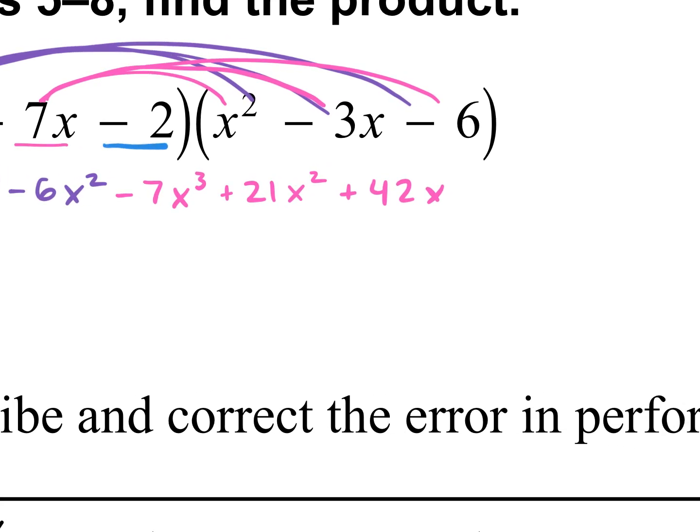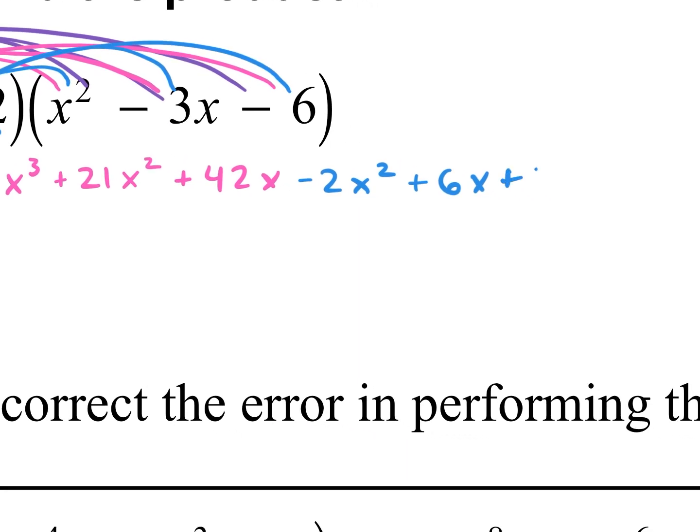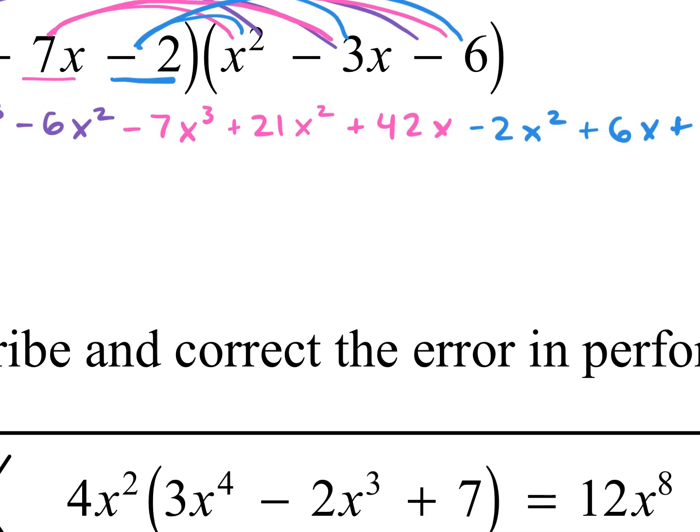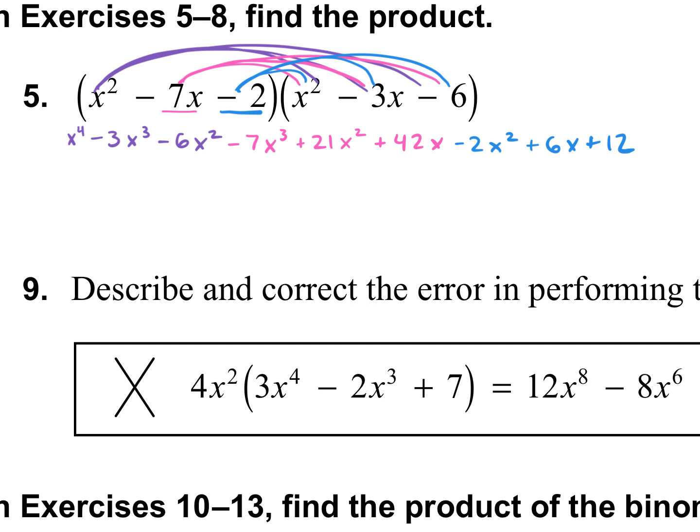Now let's move on to negative 2. Negative 2 times x squared? Negative 2x squared. Negative 2 times negative 3x? Positive 6x. And negative 2 times negative 6? Positive 12. Be super careful with your signs here and the degrees. Just make sure you're not rushing these questions. Pay attention. If you made a little mistake on your exponent and you had the wrong exponent, when you combine like terms, it's going to throw everything off. So just be careful. Last step is we want to combine like terms.